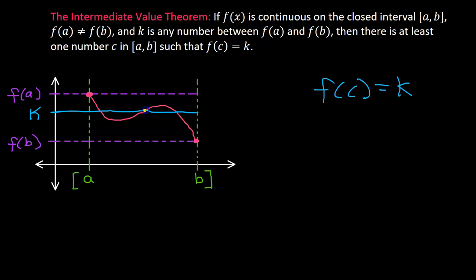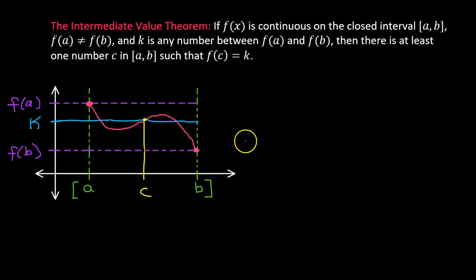So for example, right here, notice where my k line hits the function right here. If I drop it straight down, that's going to correspond to a c value, such that the value of the function at c is going to equal k. All right, if I go to this c value, look, there's the function at k. So in other words, if I pick any y value that's between these two y values, there's going to be at least one x value that corresponds to it.